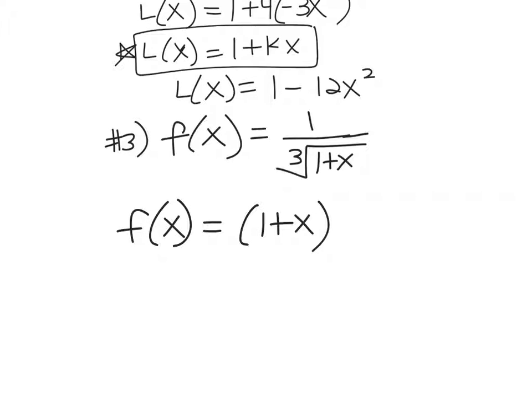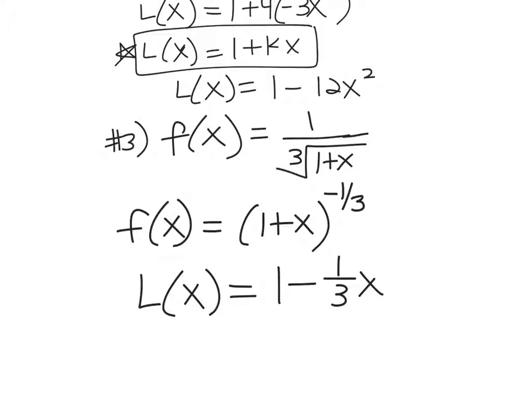To the negative 1/3. So the cube root is to the 1/3. You learned that in Algebra 2. And then you learned in Algebra 1 that if you can move something up, the exponent's negative. Now we can go ahead and find the linearization really quickly and easily for this. So the linearization at x equals 0 is going to be 1 minus 1/3 x. And that's the line that's going to be the approximation of it.